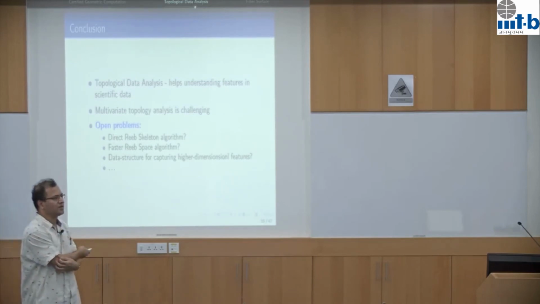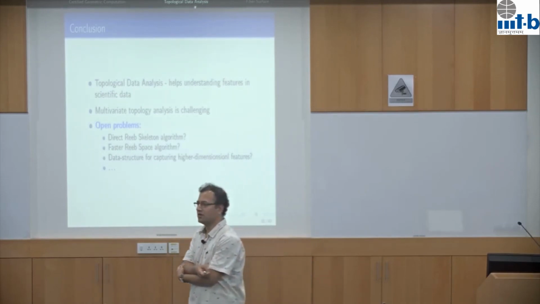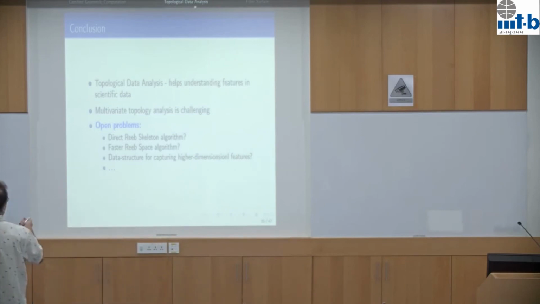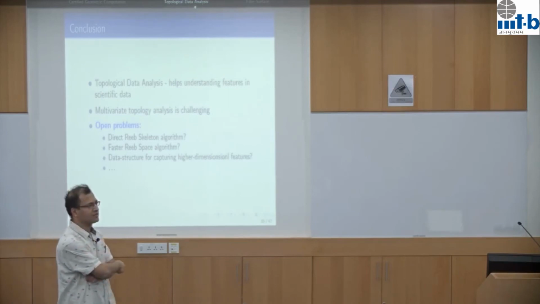On multivariate topology, not much work is done. It started very recently, and there are a lot of open problems in this domain. A few of the open problems are a direct Reeb skeleton algorithm, which I have already told you about. The first is a Reeb space algorithm. There is only one algorithm, the JCN algorithm, which we have implemented here, and it is very, very slow. So we are looking for a faster Reeb space algorithm for capturing the bivariate topology. Also there are challenges like data structures for capturing higher-dimensional features in scientific data.